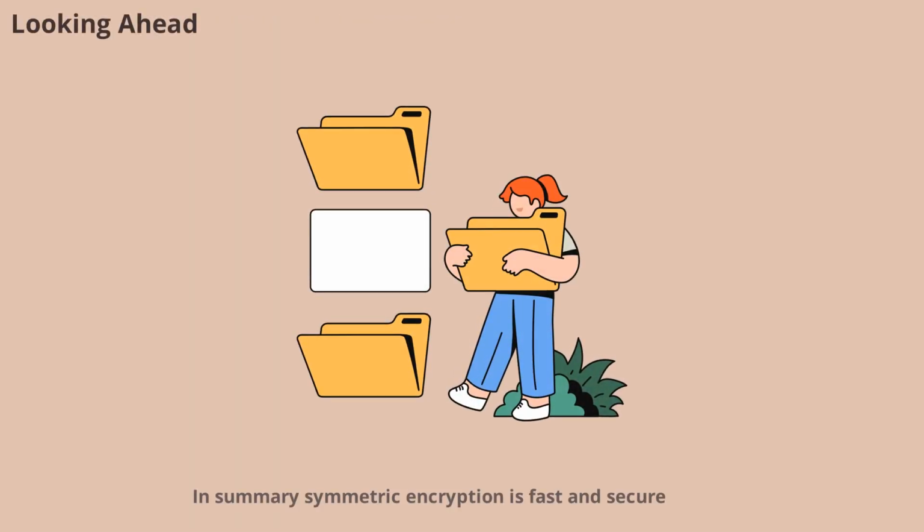Summary: symmetric encryption is fast and secure, but its key management challenges make it difficult to scale. The need to securely share, manage, and distribute keys is a major obstacle, especially for systems with millions of users. Asymmetric encryption offers a solution by using two keys and removing the need for secure key sharing. In the next video, we'll explore how asymmetric encryption works and why it's so important for modern communication.